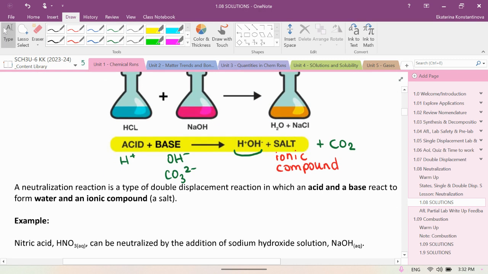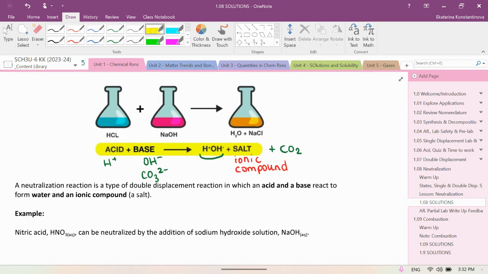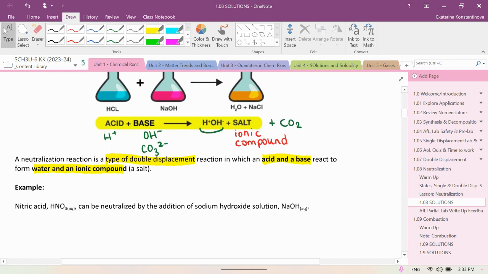Okay, so remember that a neutralization reaction is a type of double displacement. It's not its own category, it is a type of double displacement. Specifically, it is where an acid and a base will react to form a water and an ionic compound. Because the goal is that when our acids and bases react, they will neutralize each other. So you'll see that we're aiming to achieve a solution with a pH of around 7.